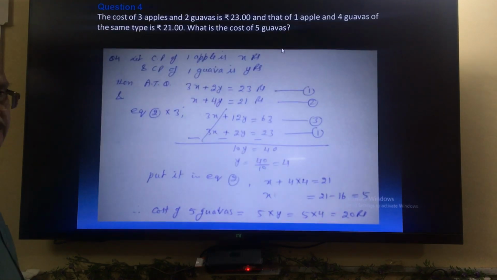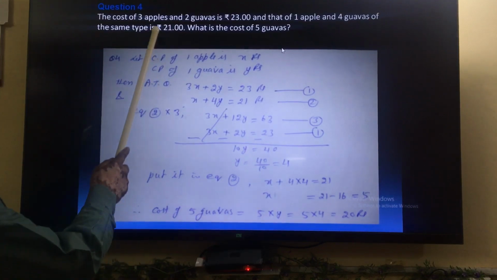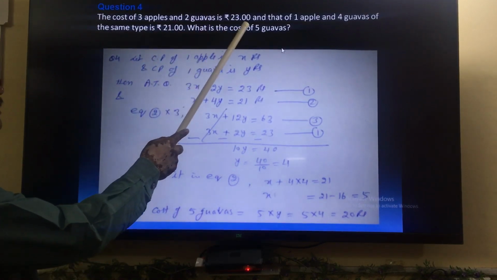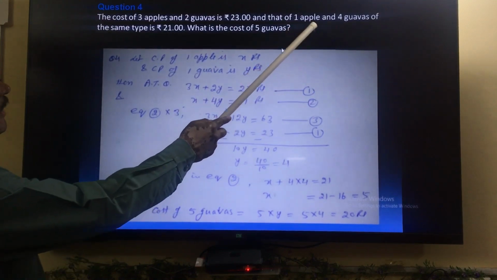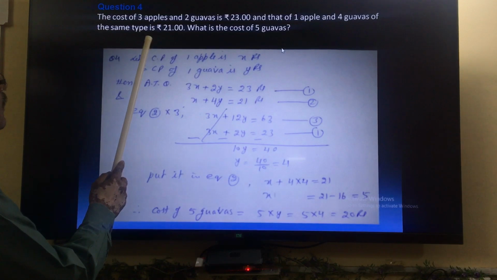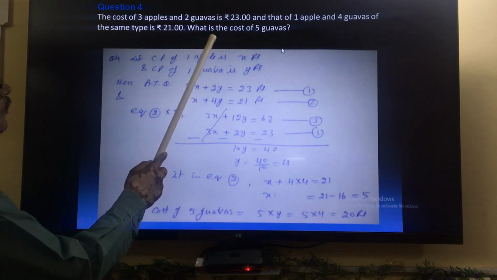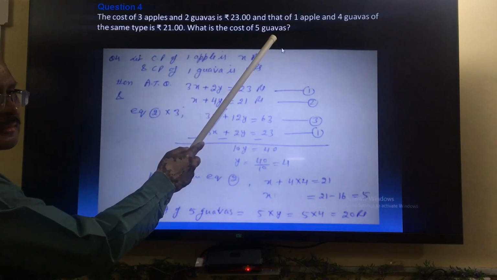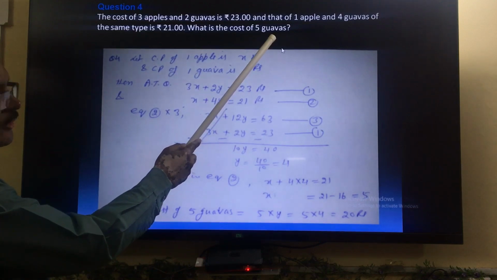Now you come to question number 4. The fourth question is, the cost of 3 apples and 2 guavas is 23 rupees, and that of 1 apple and 4 guavas of the same type is 21 rupees. What is the cost of 5 guavas? This we have to find out.